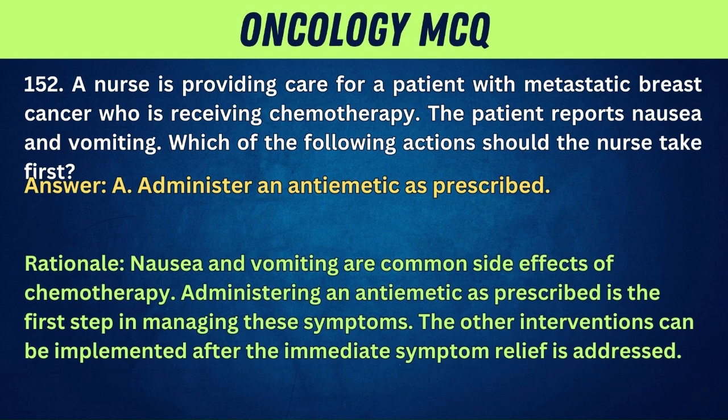Answer: A. Administer an antiemetic as prescribed. Rationale: nausea and vomiting are common side effects of chemotherapy. Administering an antiemetic as prescribed is the first step in managing these symptoms. The other interventions can be implemented after the immediate symptom relief is addressed.